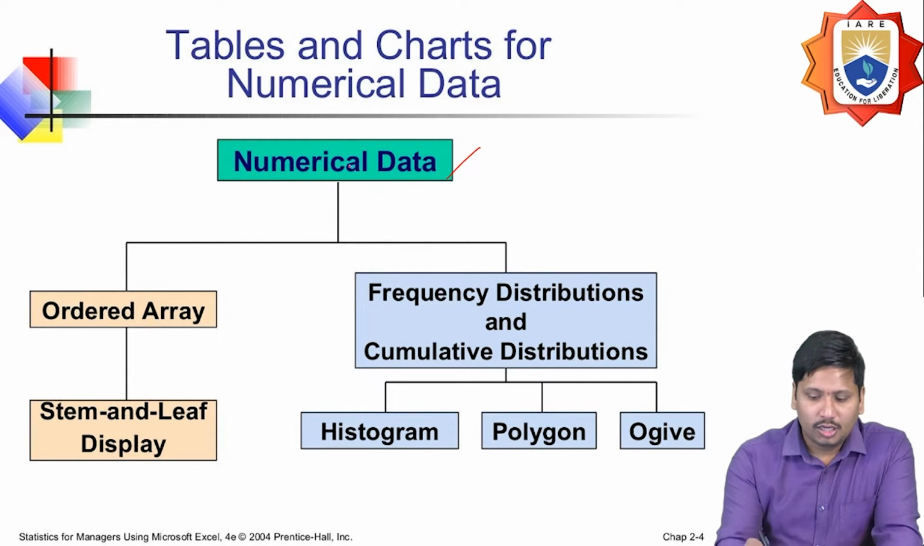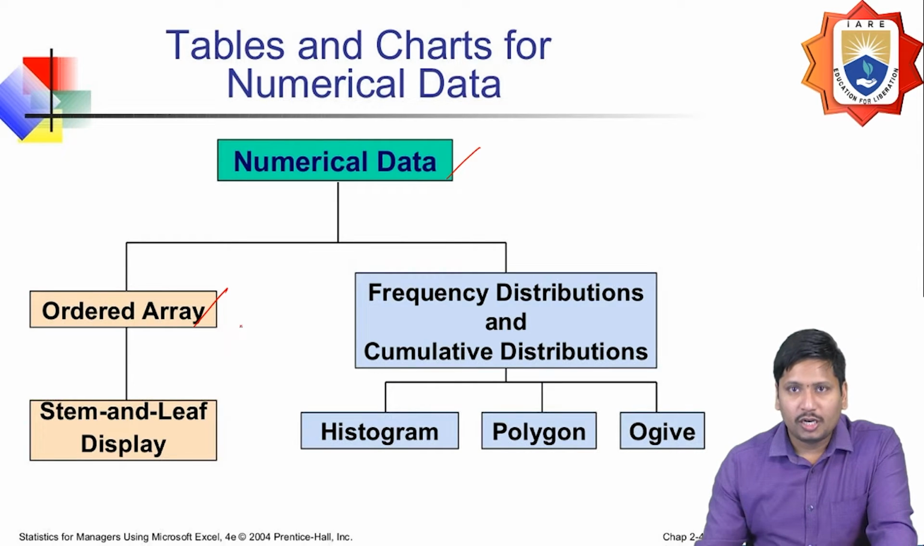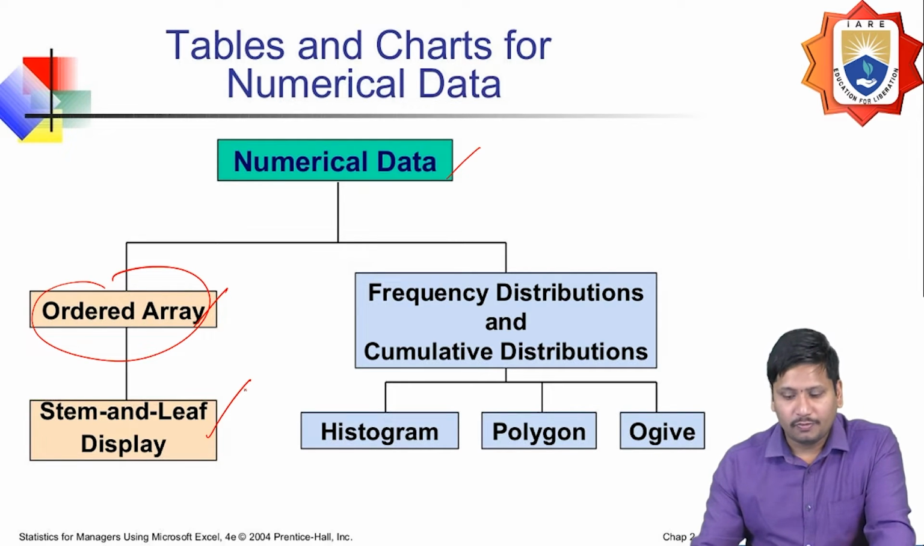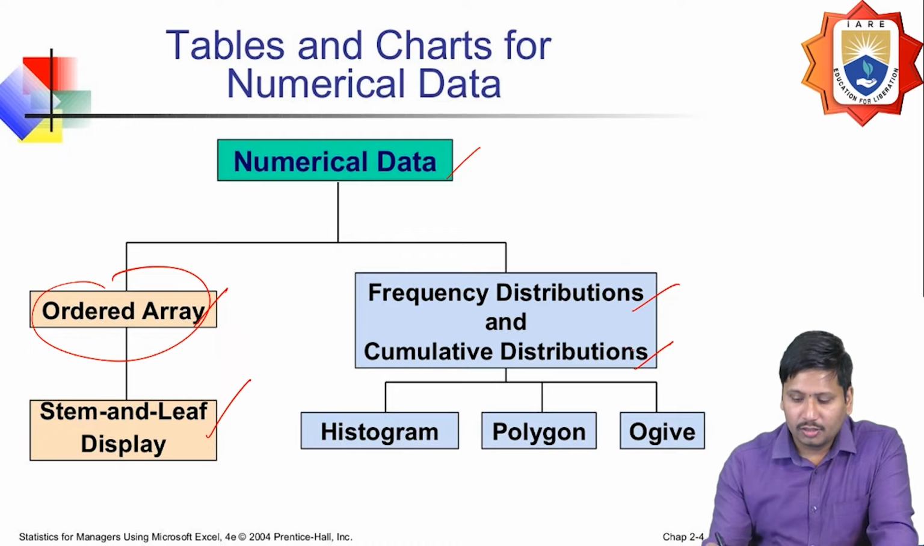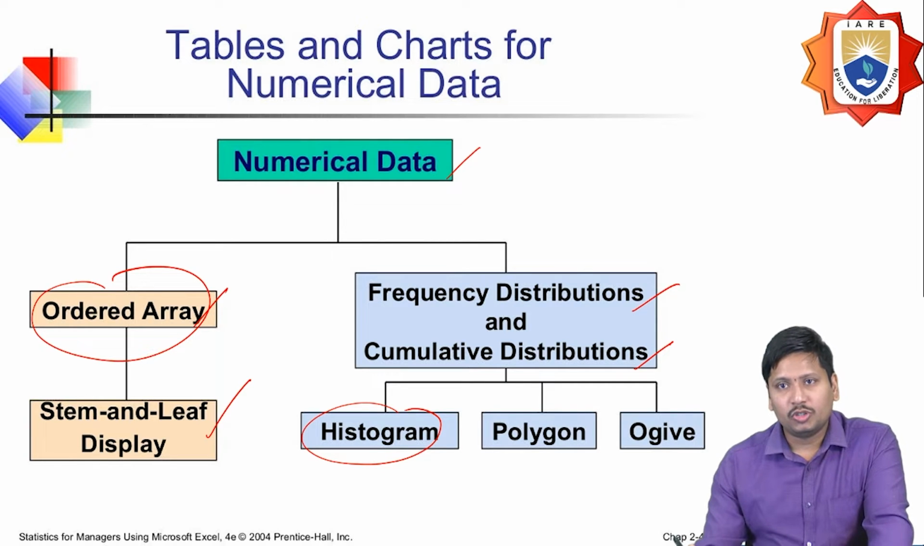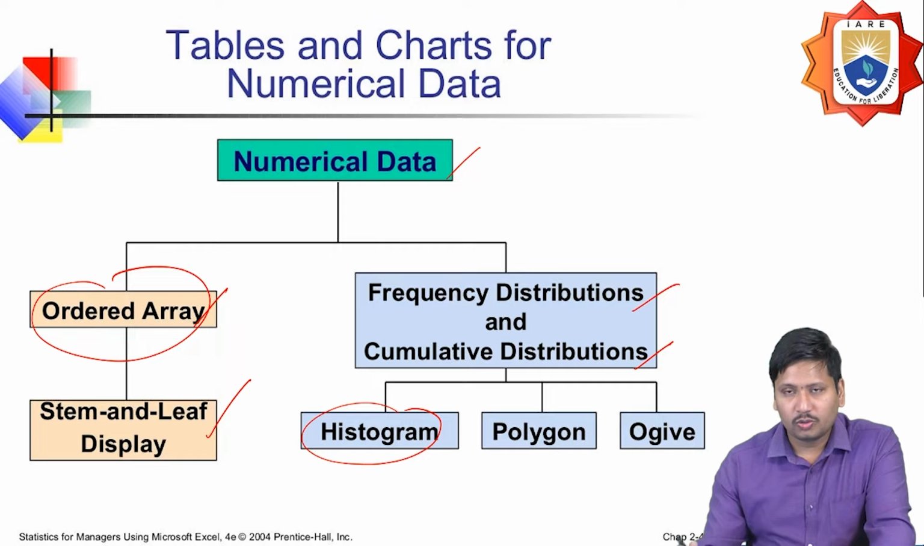For numerical data, the first one is the ordered array. It is a collection of values stored in an array, from which you can extract the values, and it is implemented through the stem and leaf display graph. The next one is the frequency distribution, or cumulative distribution. For implementing these, the histogram is one kind of graph. A histogram is similar to a bar diagram, but with no space between the bars.